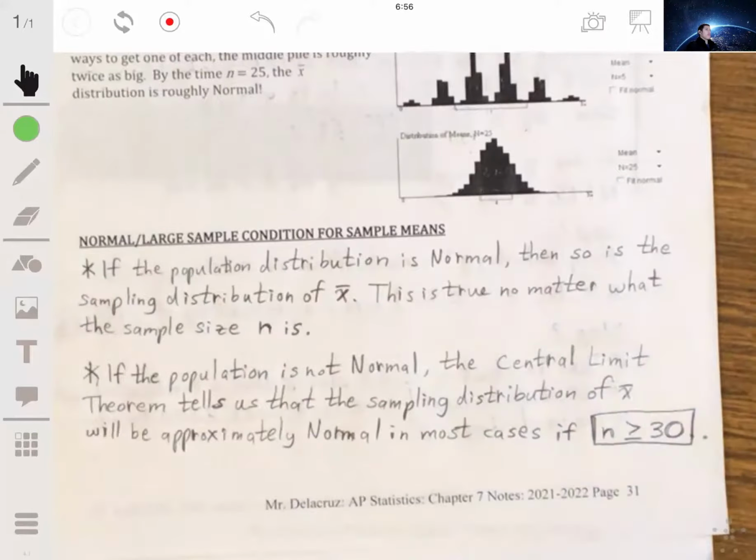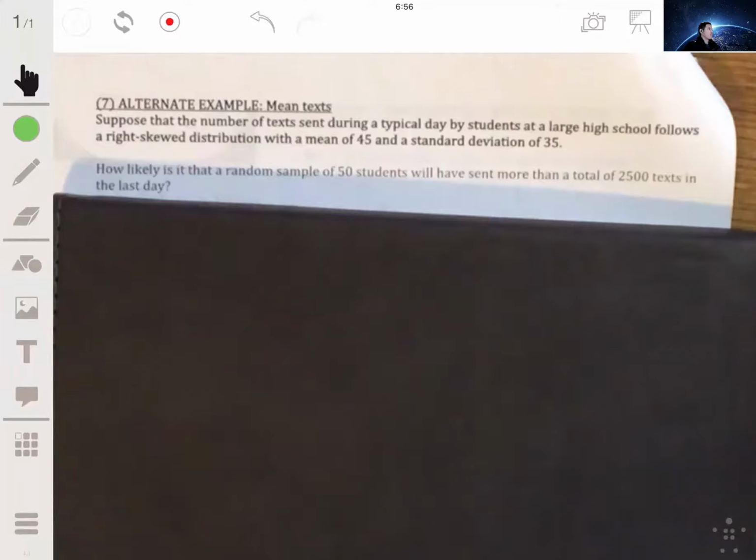Let's do a practice problem so we can apply this in a way that can actually help you. All right, so let's suppose that the number of texts sent during a typical day by students at a large high school follows a right skew distribution with a mean of 45 and a standard deviation of 35. How likely is it that a random sample of 50 students will have sent more than a total of 2,500 texts in a day?